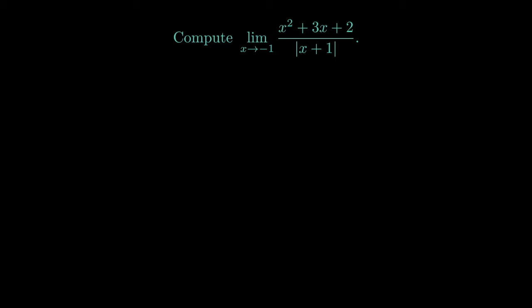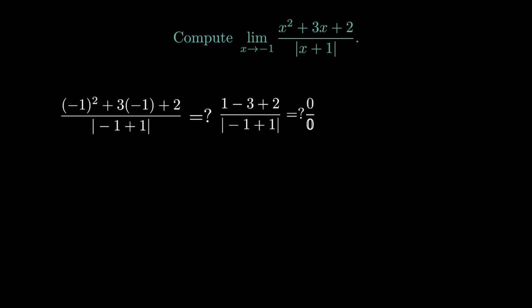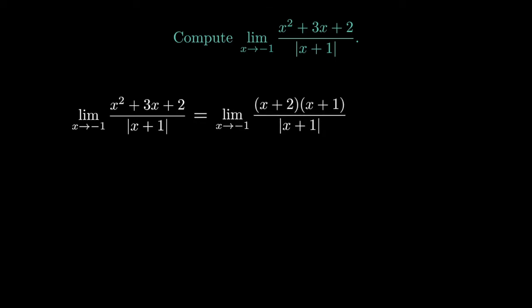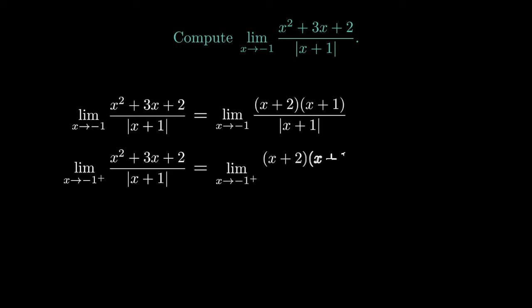Finally, we look at the limit as x approaches minus 1 of x squared plus 3x plus 2 over the absolute value of x plus 1. Evaluation at x equals minus 1 gives an indeterminate form. Notice we can factor the numerator into x plus 2 times x plus 1. The absolute value of x plus 1 as a polynomial depends on the sign of x plus 1. From the right, x plus 1 is equal to the absolute value of x plus 1.